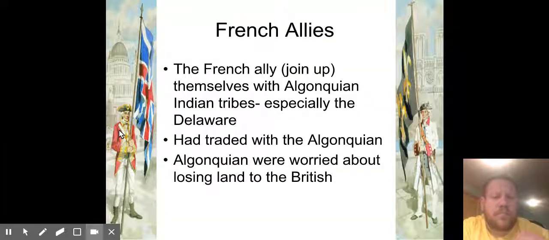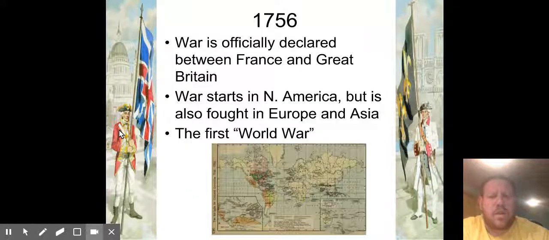the French. The French join up and ally with the Algonquin tribes, which is the Delaware, because they had traded with the group for so long, and the Algonquin were seriously worried about losing land to the British. They'd seen in different situations, whether in New England or Virginia, where English colonists have encroached on their lands and taken them over.